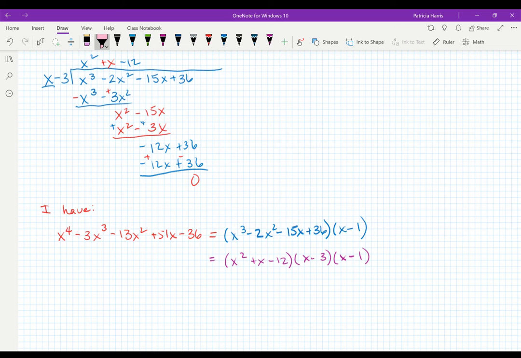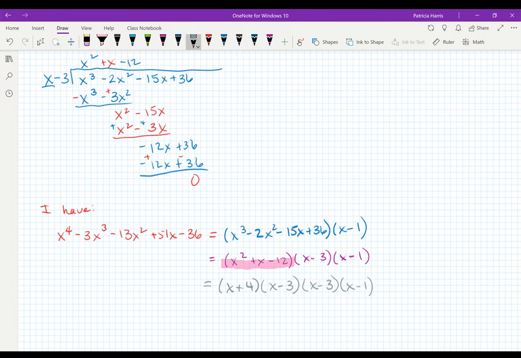Now the cool thing is, this is something that I can deal with. I can factor it. I can use the quadratic formula. I can do what I need to do. So this is pretty easy factoring. I need to come up with two numbers that multiply to negative 12, but add to give me 1. So that would be that. Okay. So now I have my 4 factors.